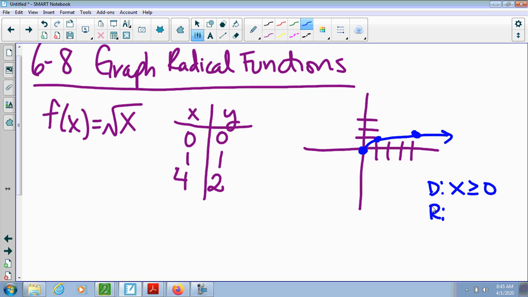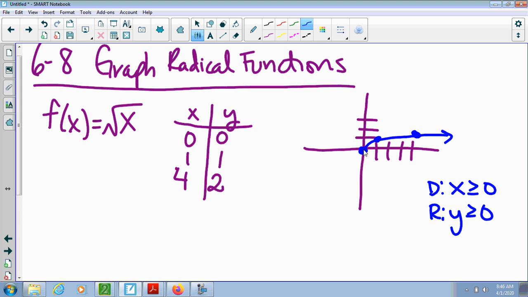And then my range, the y's start at 0 and keep going upwards even though it's slow growth. Y is greater than or equal to 0 for the range. Okay. Now let's notice what our pattern is so we can do our transformations because that's what we'll do next.